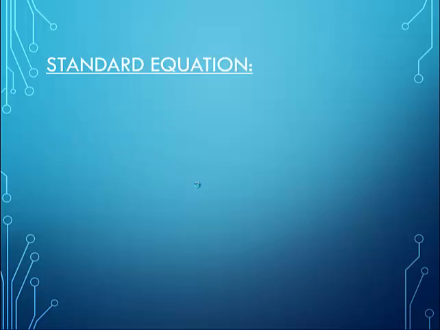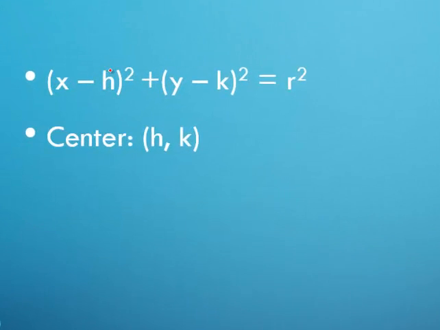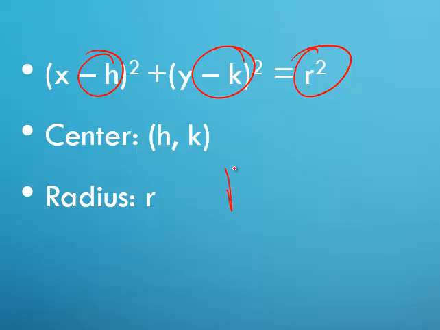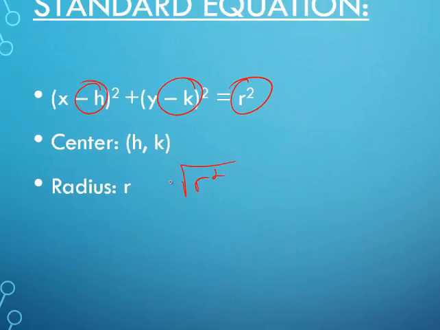Now, the standard equation of a circle is just going to be (x minus h) squared plus (y minus k) squared equals r squared. The center is always going to be (h, k), so take h and take k, switch the sign, and you get your center. And then the radius is always going to be r, so take r squared and take the square root of r squared to find r.